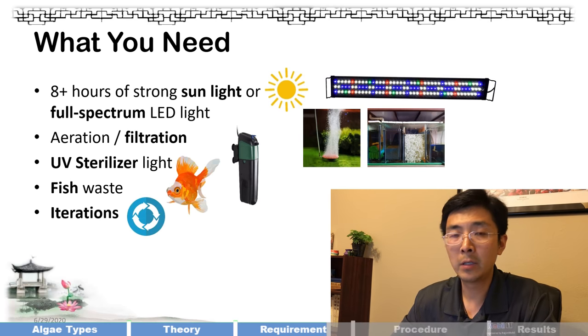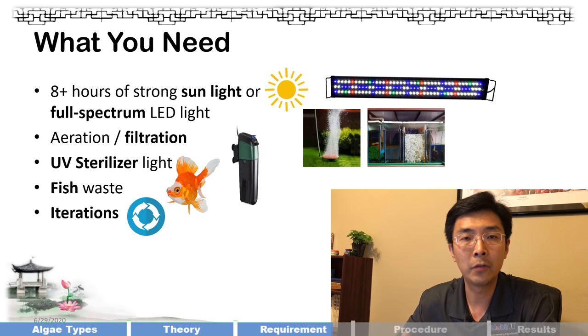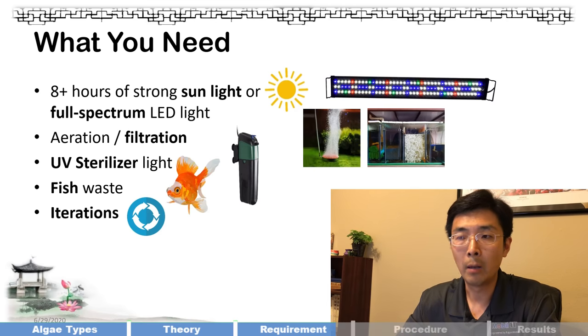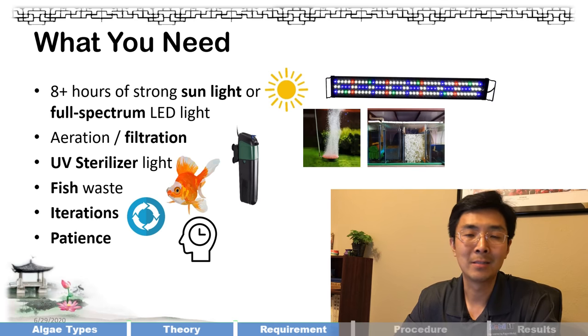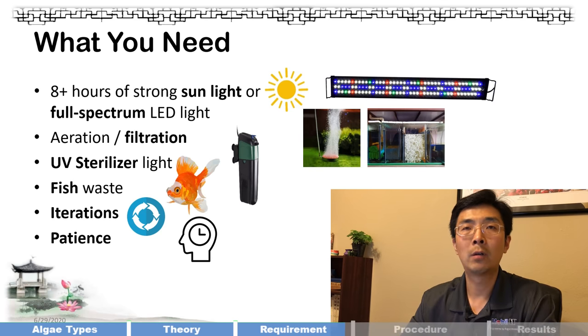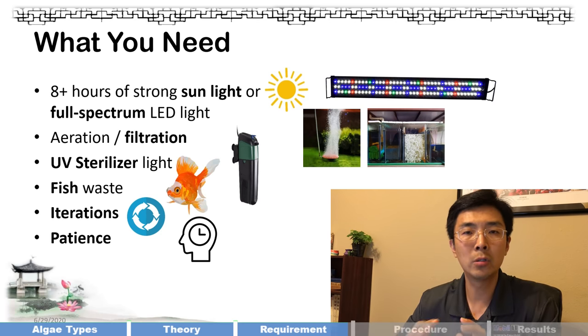The other thing is your expectation. This is not a one-time deal. You're probably gonna need some iterations. I'm gonna tell you, you're gonna fail. You're probably gonna fail more than once, but eventually you'll make it if you follow my instructions. Be prepared for iteration. Obviously, the last one is patience. It takes time. It's not like if you follow my setup, the next day your tank is gonna become green carpet algae. It's anywhere from 1 week to 1 month, but eventually you will get it.